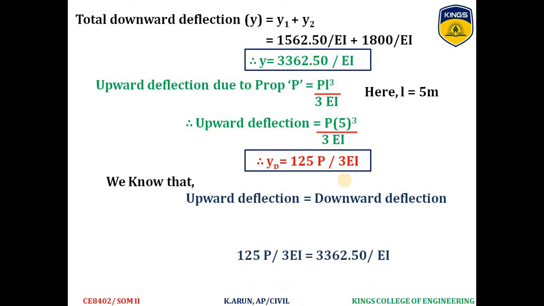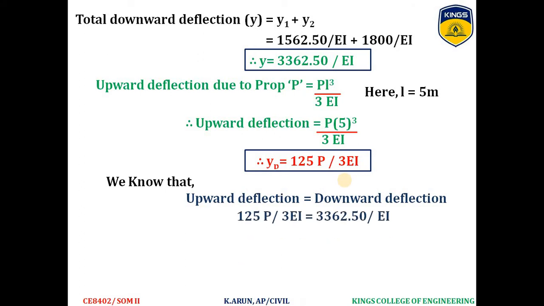So I am equating the two values here. 125P divided by 3EI is equal to 3362.50 divided by EI. On solving this, I will get the value of the prop P. So P equals 80.7 kilonewton.